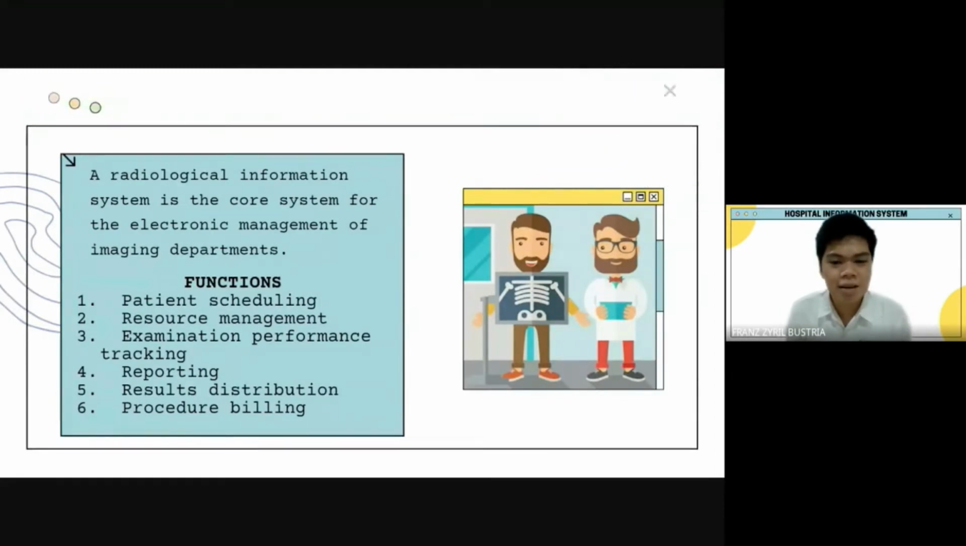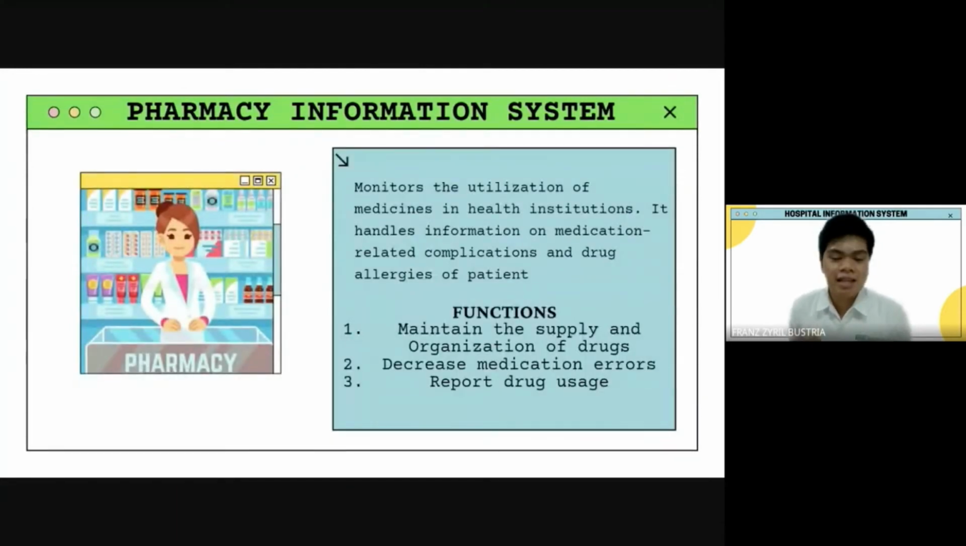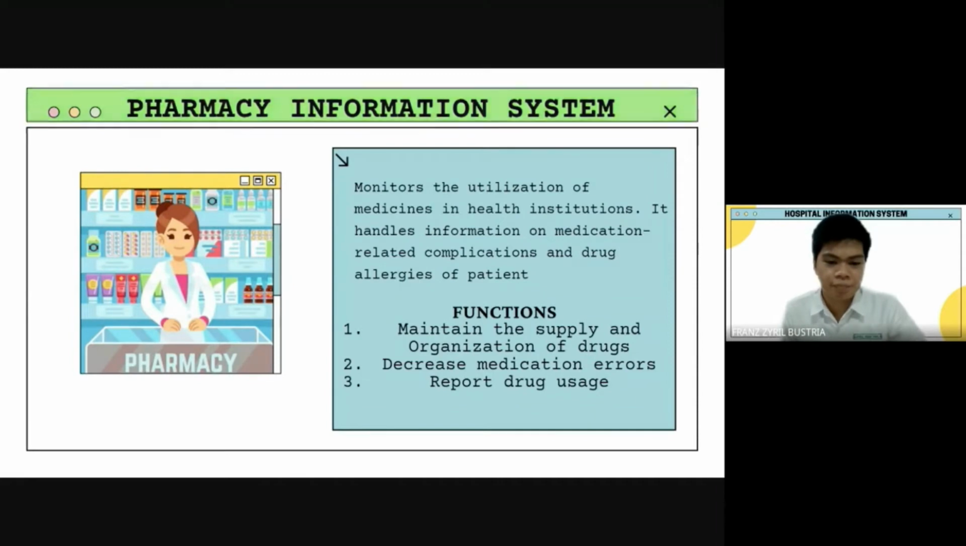And lastly, we have the pharmacy information system. This system monitors the utilization of medicines in health institutions, specifically the pharmacy department. It handles information on medication-related complications and drug allergies of the patients. It is used to maintain the supply and organization of drugs, helps in decreasing medication errors, and lastly, is used in reporting drug usage.